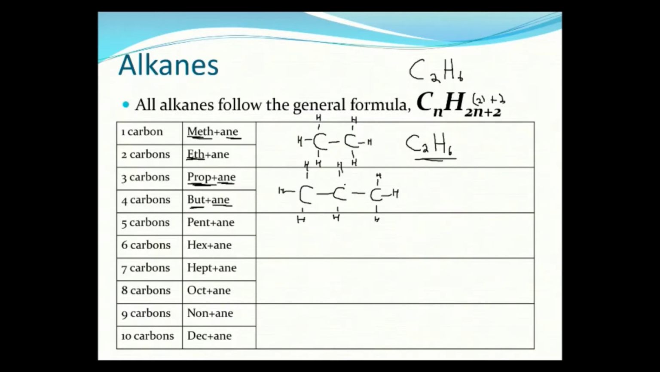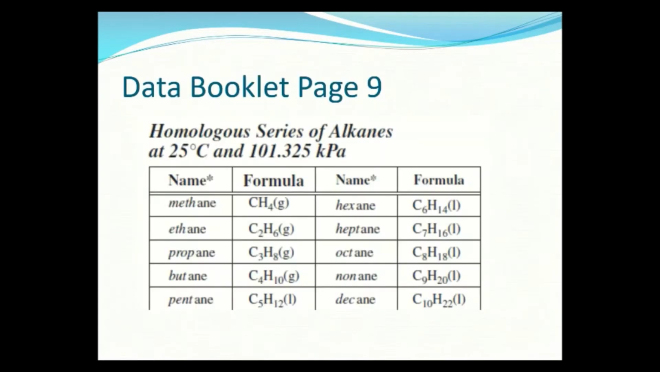Like that. And then my formula for propane would be C3, and then H1, 2, 3, 4, 5, 6, 7, 8, H8. And we could go on, but yeah. So you need to know what these root words mean, and they are all on your data booklet on page 9 as well.